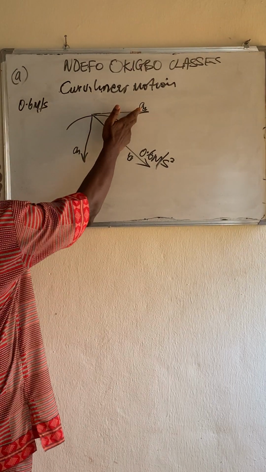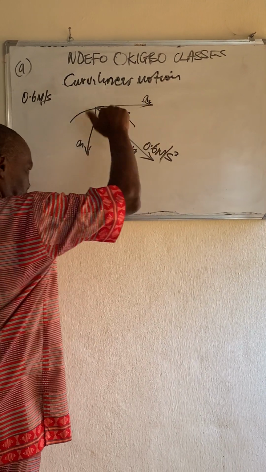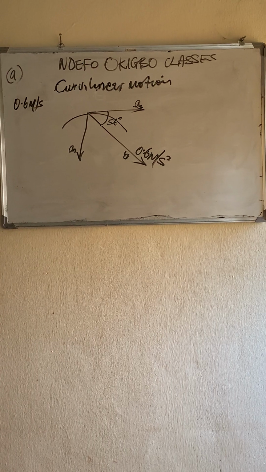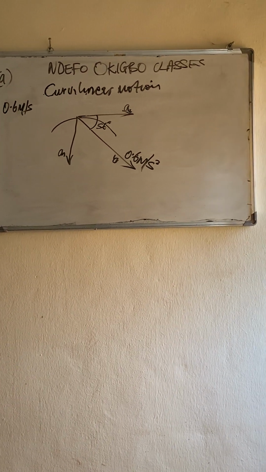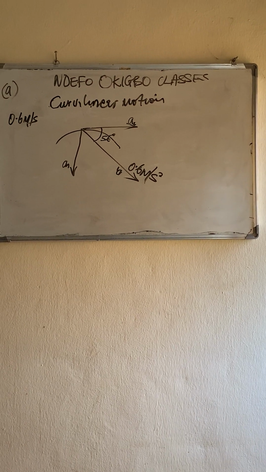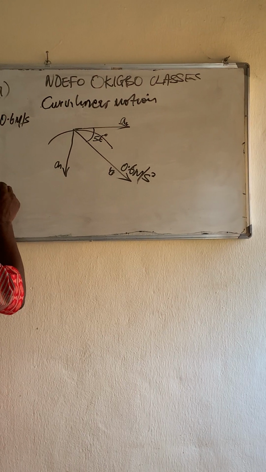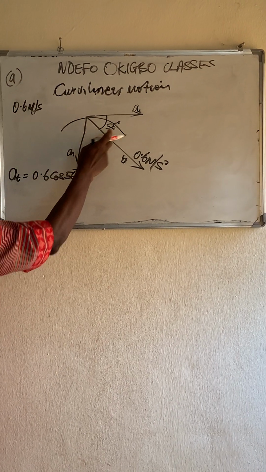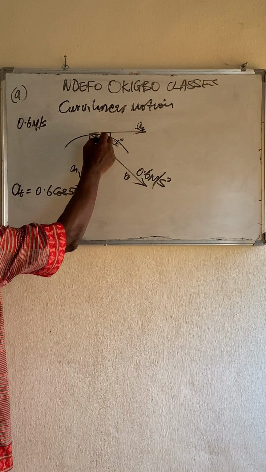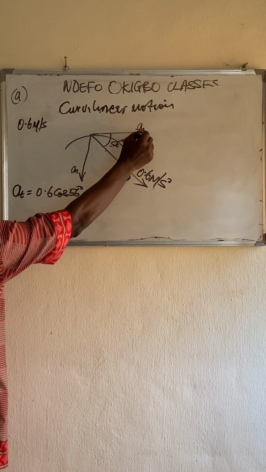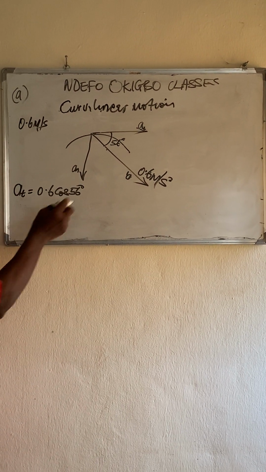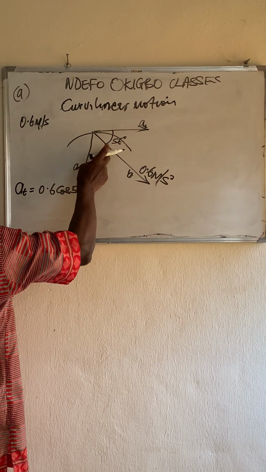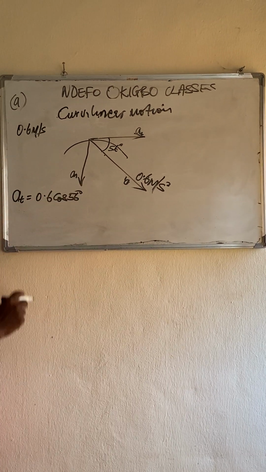So what we do is to resolve this. If we resolve it horizontally, we get the tangential acceleration, and if we resolve it vertically, we get the normal acceleration. So tangential acceleration will be 0.6 cos 56 degrees. Cos 56 is equal to adjacent over hypotenuse, so the adjacent will be the hypotenuse times cos of the angle.